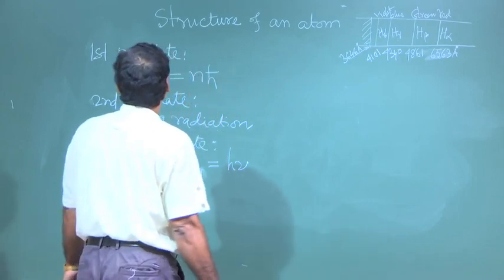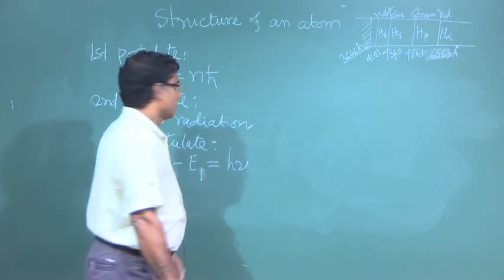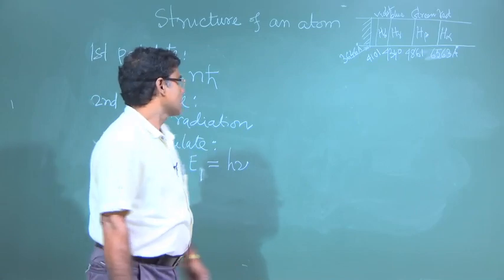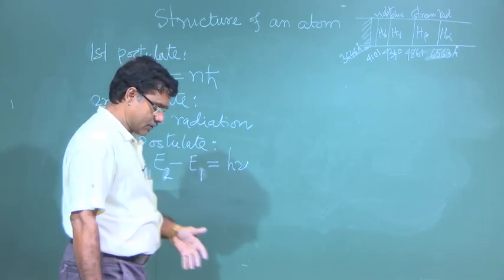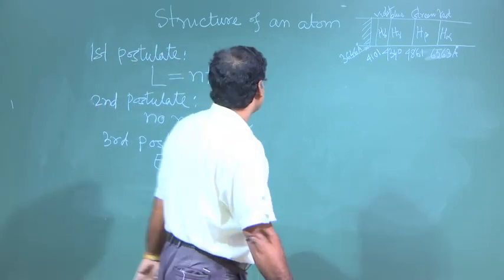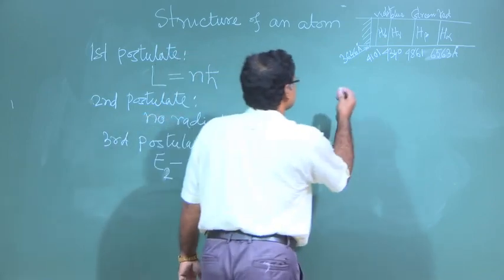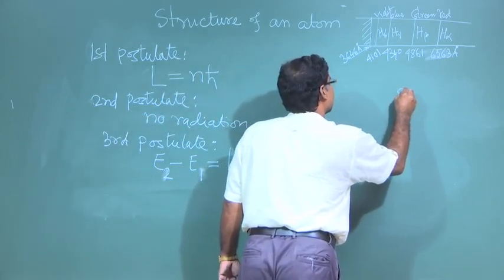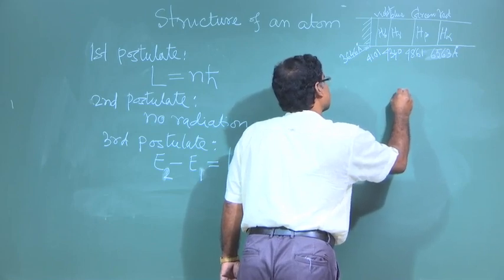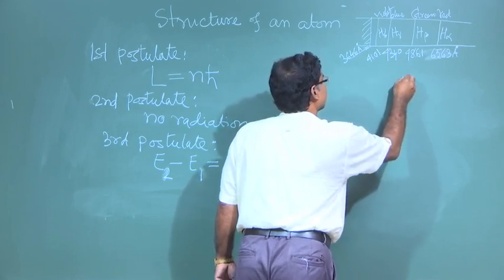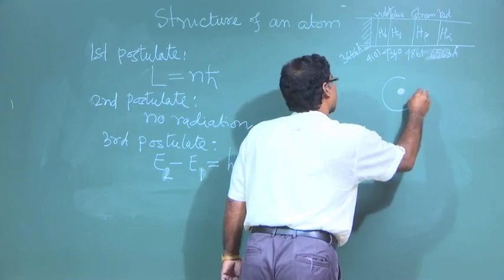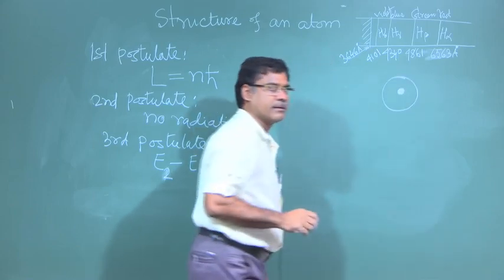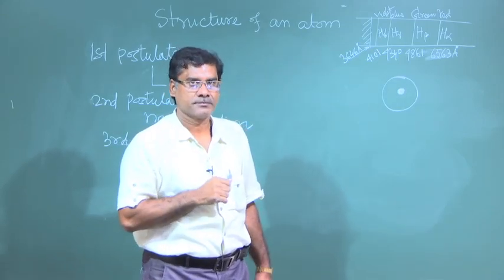So, we will continue our discussion on the Bohr model. So, that was the three postulates. So, electron, so what was the model? So, nucleus, Rutherford model, it will rotate in orbit.